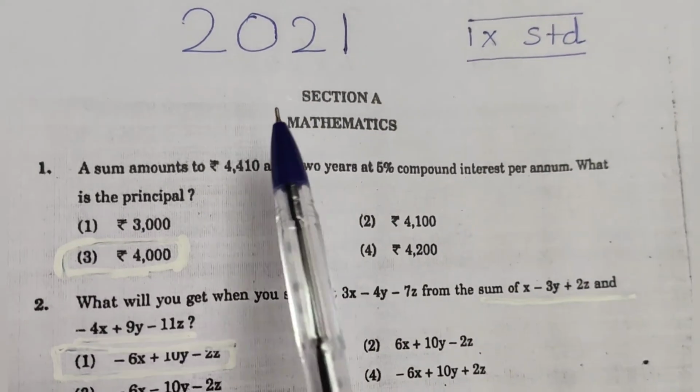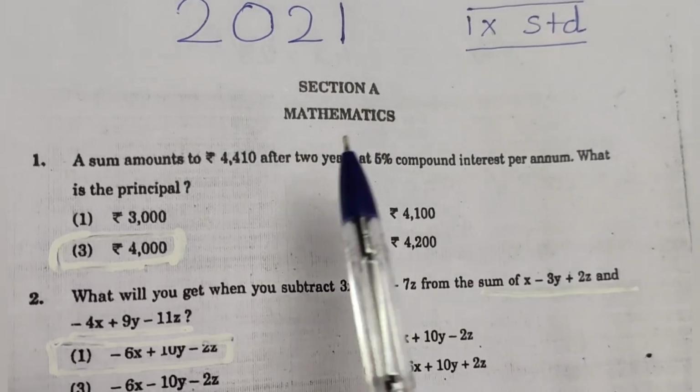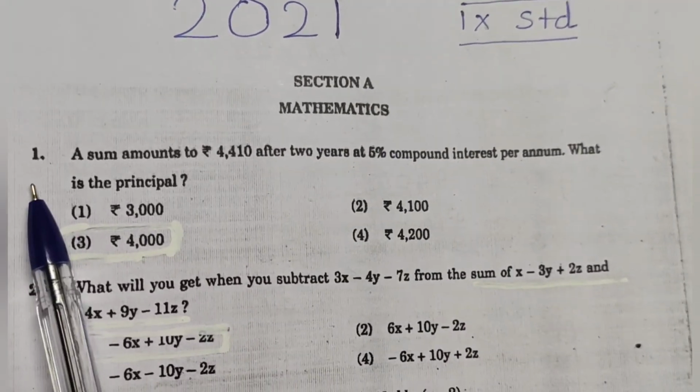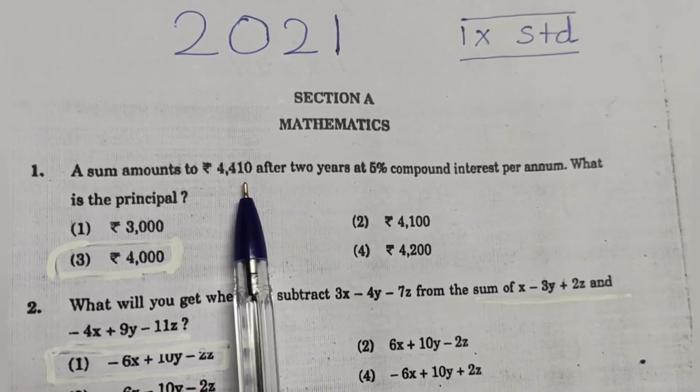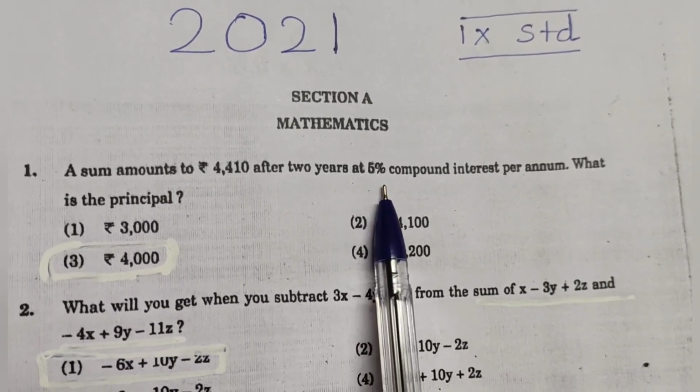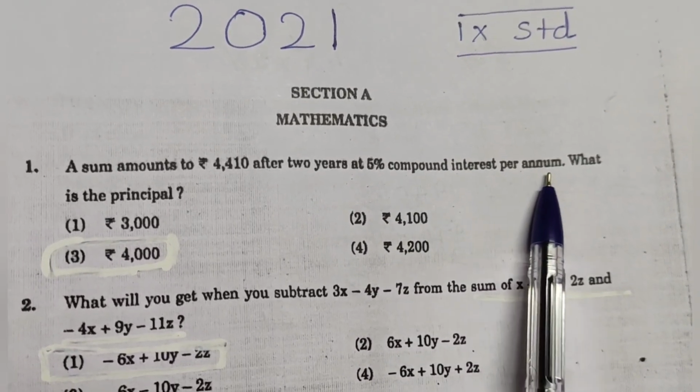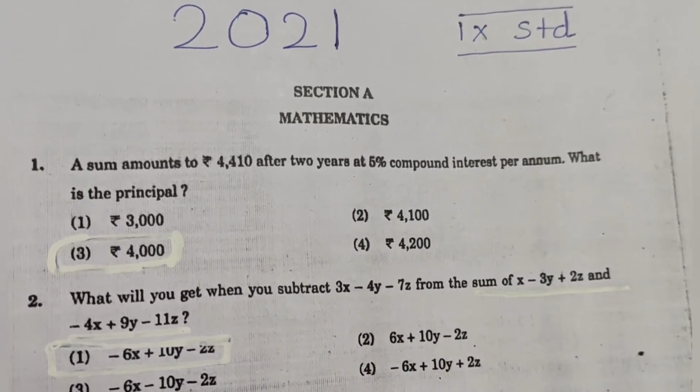Today we shall discuss the 2021 9th standard mathematics paper. First question. A sum amounts to rupees 4,410 after 2 years at 5% compound interest per annum. What is the principal?